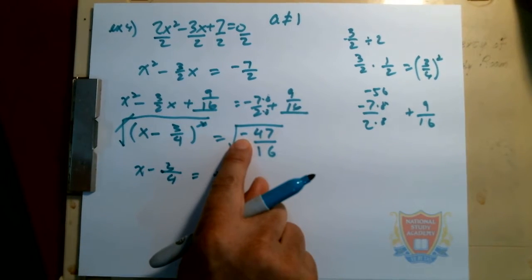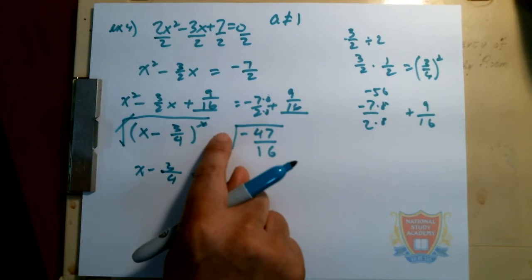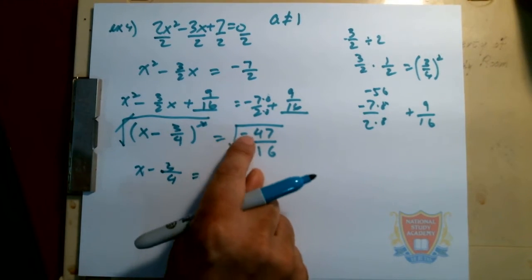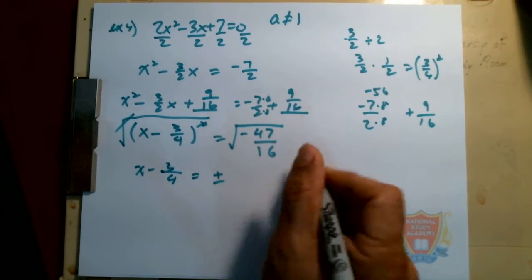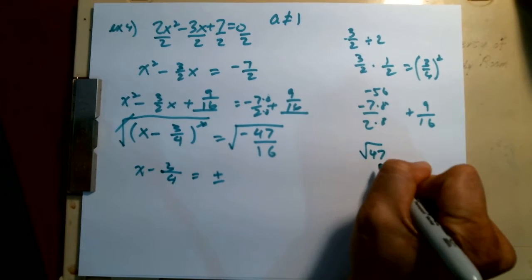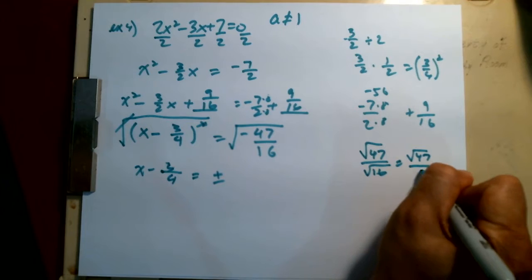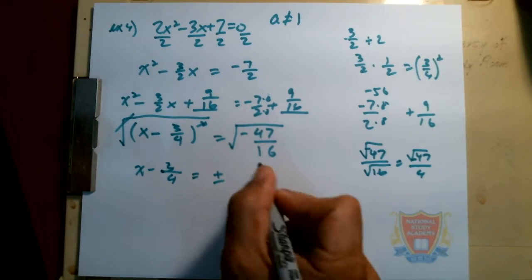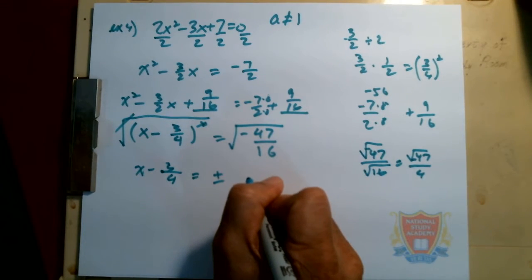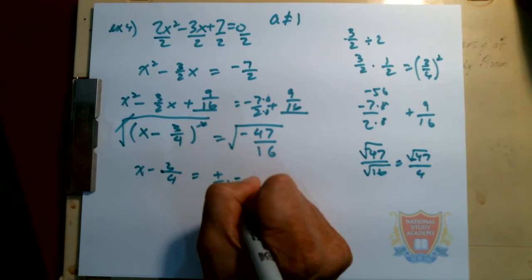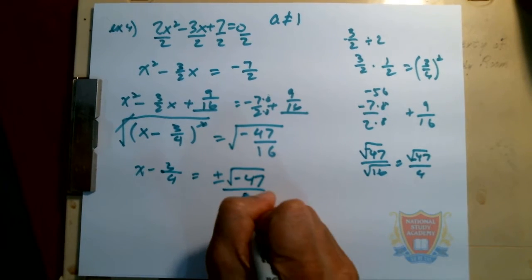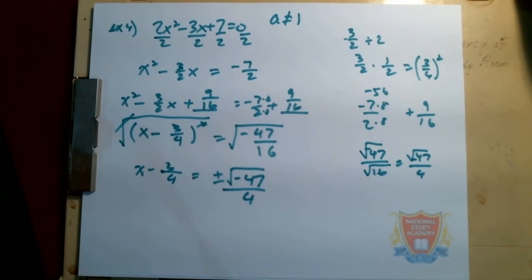How to get rid of the negative? The negative turns out to be an i on the outside, but don't worry about that. Square root of 47 over the square root of 16. Square root of 47 over 4. There's a negative in front. Plus or minus, square root of negative 47 all over 4. And what do we do now?